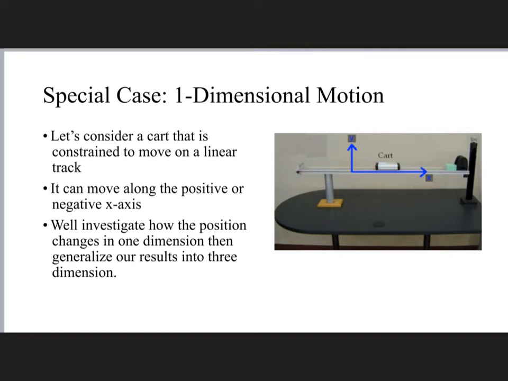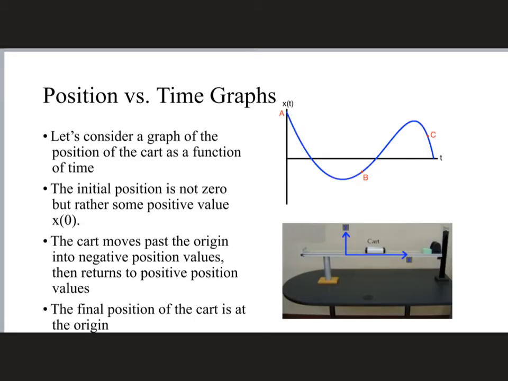That's called one-dimensional motion. We're going to see that all the things that we learn about one-dimensional motion apply equally in two-dimensional and three-dimensional motion. All these concepts work the same way. So it's sometimes easier to just consider the one-dimensional case and then extend it to the other dimensions if you need to. So let's consider a possible graph of the position of a cart versus time.